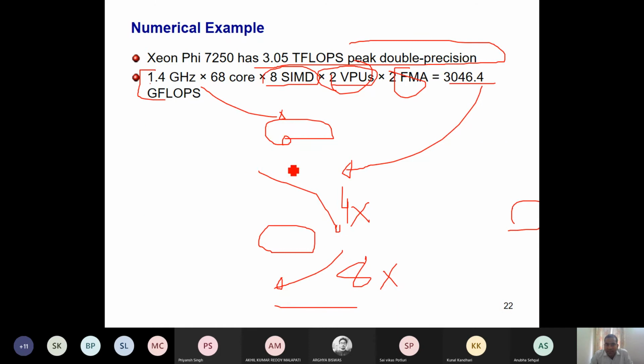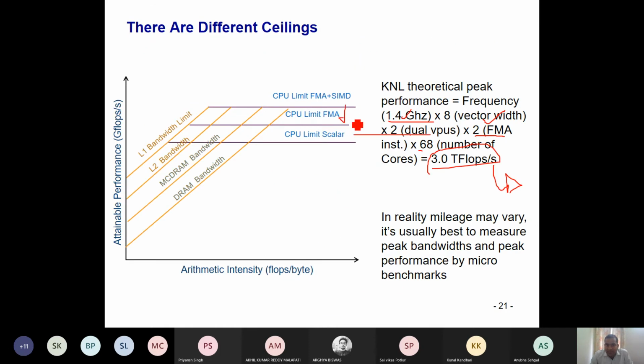And similarly, so this was the computational ceiling. Similarly, here it was for DRAM bandwidth. This KNL has L1 cache, L2 cache, and before DRAM it also has MCDRAM, which is higher bandwidth than DRAM but less bandwidth than L2. So if your data resides in DRAM, then you will face this ceiling. But suppose your program is such that all the data that you need is already there in the L1 cache.